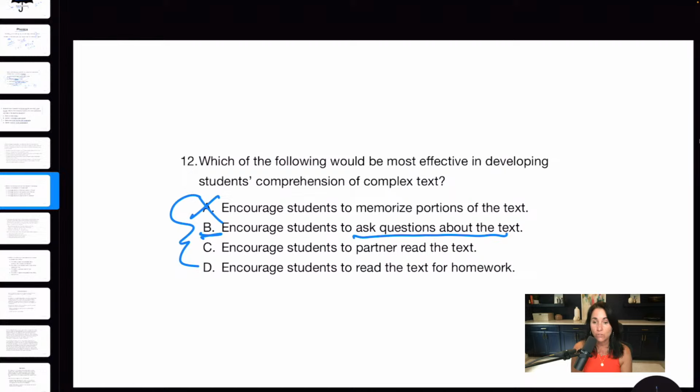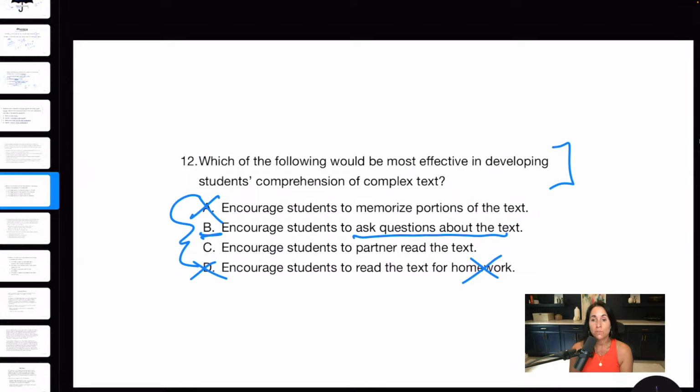C, encourage students to partner read the text. Okay, partner reading is great. You and your partner read together. I read a paragraph, you read a paragraph. It's a great strategy. I don't love it as much as B, but I'll keep it. D, encourage students to read the text for homework. Nope. Homework, bad word on the exam. Cross it off. Let's go with this here.